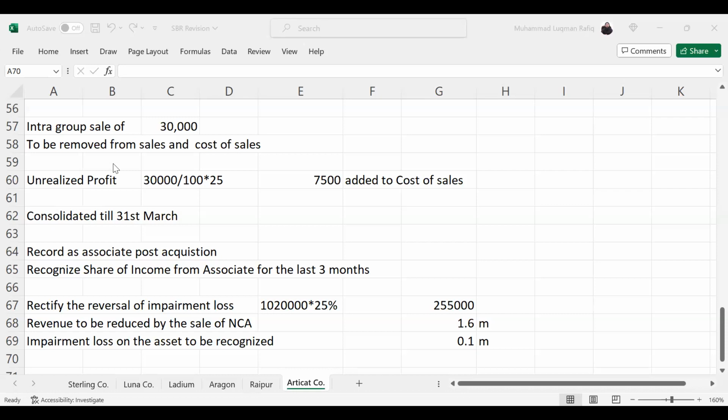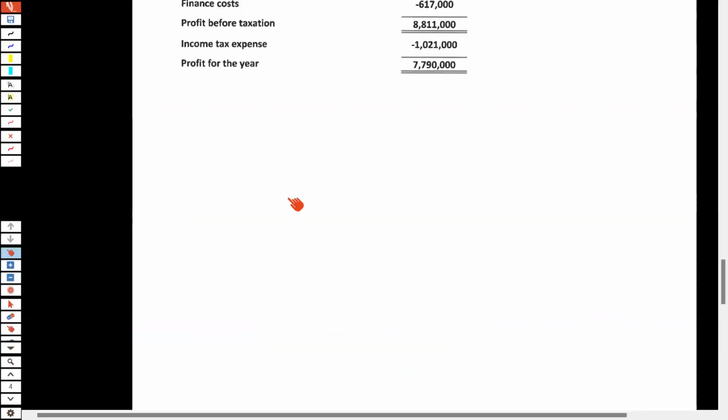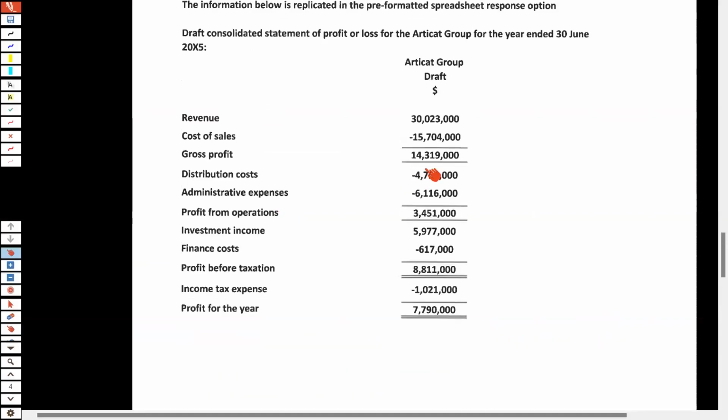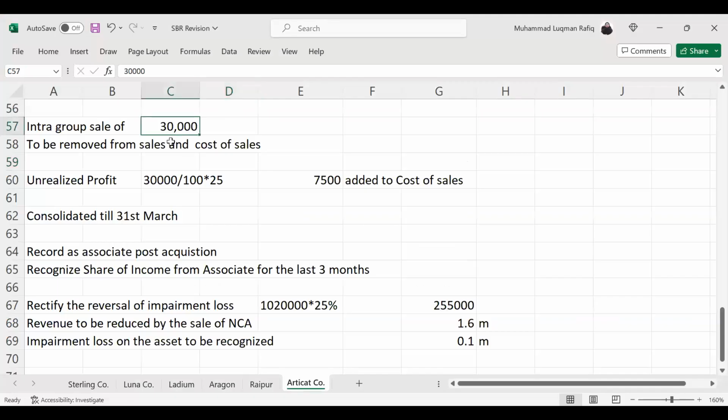Okay, so what you need to do is incorporate these adjustments to the financial statements. So when you would be preparing this consolidated financial statements, these are the adjustments that you would be doing to them. You would be removing this 30,000 from both sales and cost of sales. You would be adding up this 7,500 to the cost of sales.